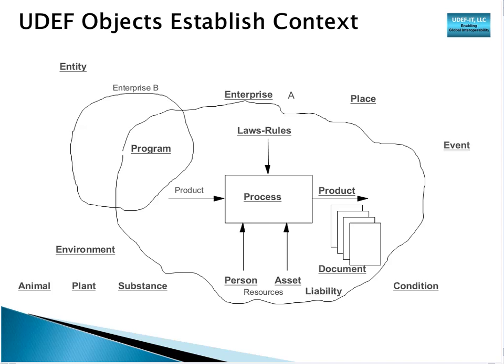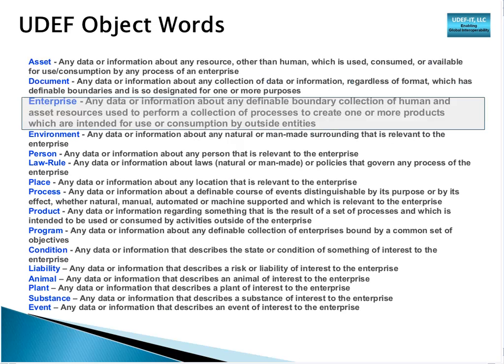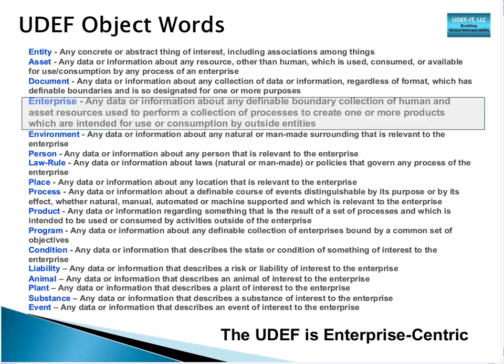And then you also have things such as place and event and conditions and substances and plants and animals and environments and entity. Entity has a unique definition within the UDEF. Basically, you use the word entity if it could be two or more of the other objects. And the best example is always the concept of party within the supply chain. A party could be an enterprise or a person.